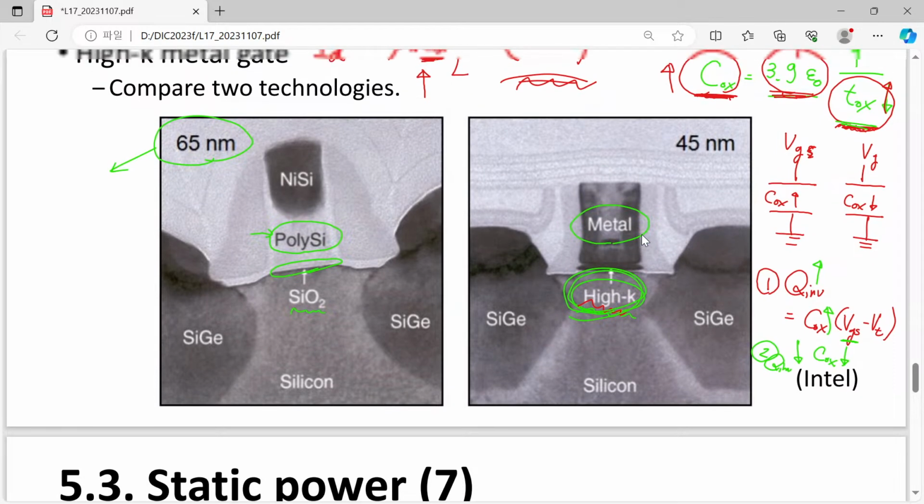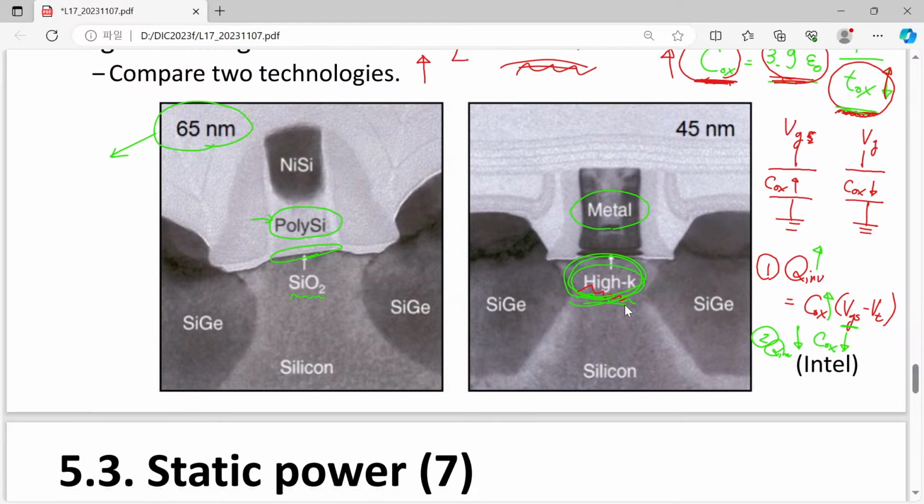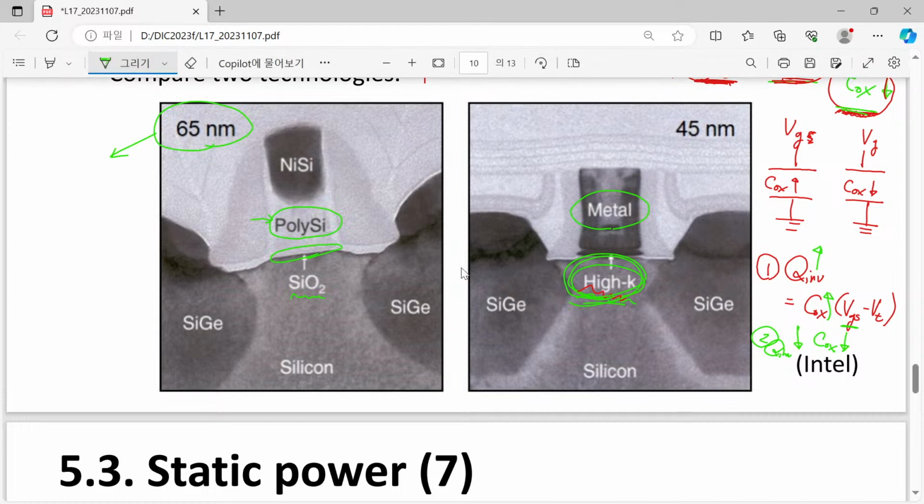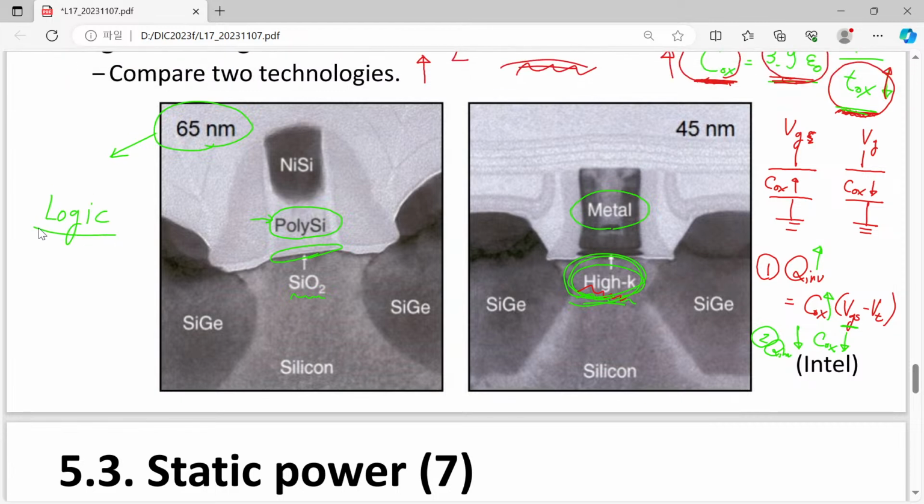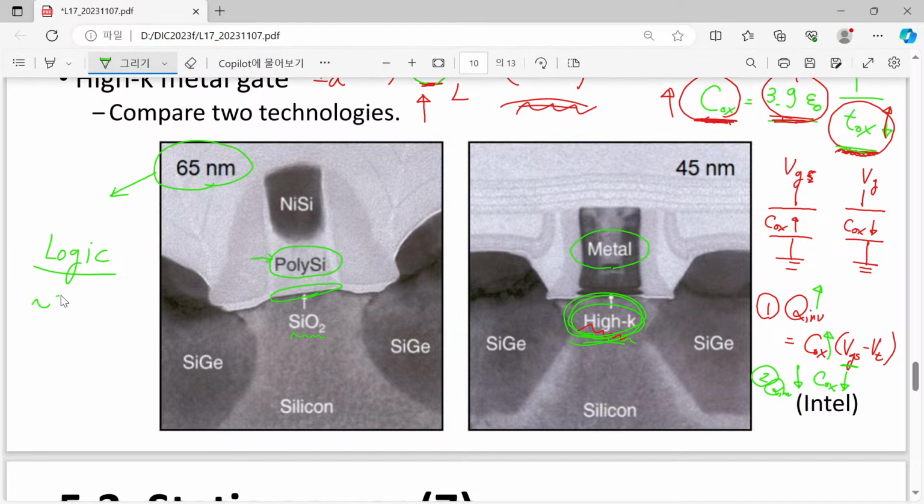So we have solved that problem by introducing a new material. Of course, introducing a new material is not that easy. It always costs quite a lot. $1 billion is required to change a certain material, and a long time is required. For example, the recent progress is like this. High-K metal gate was already introduced in logic two decades ago. So it is around 2000 introduction.